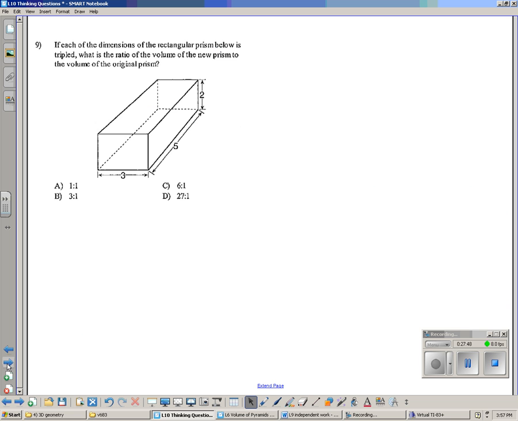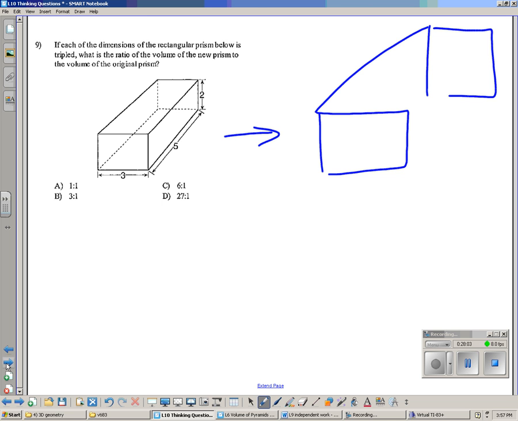All right, number 9. It says, if each of the dimensions of the rectangular prism below were tripled, what is the ratio of the volume of the new to the volume of the old? So here we go. We're going to triple all the dimensions, so this thing is going to get much bigger. So the 3 would become a 9, the 5 would become a 15, and the 2 would become a 6.